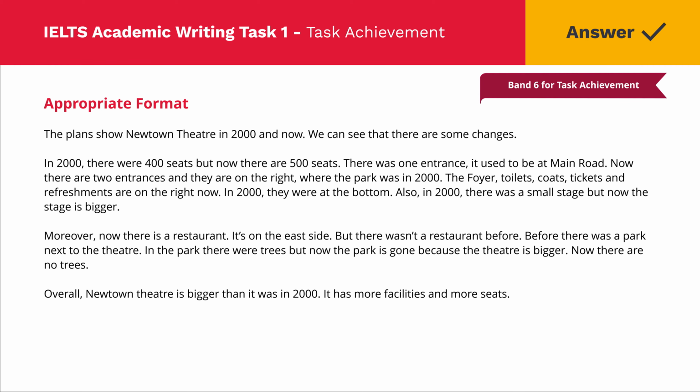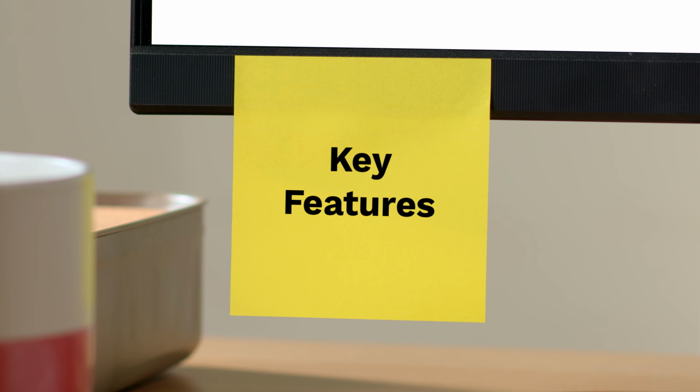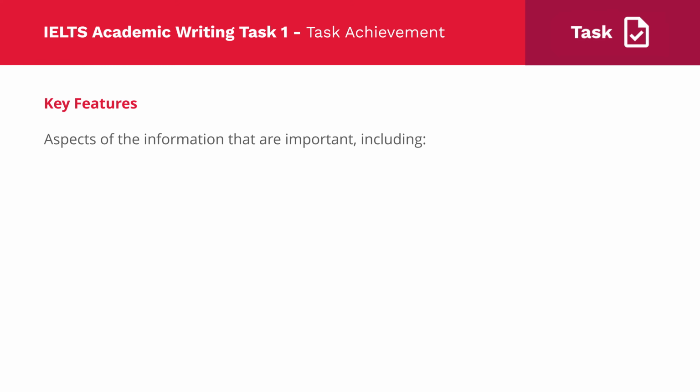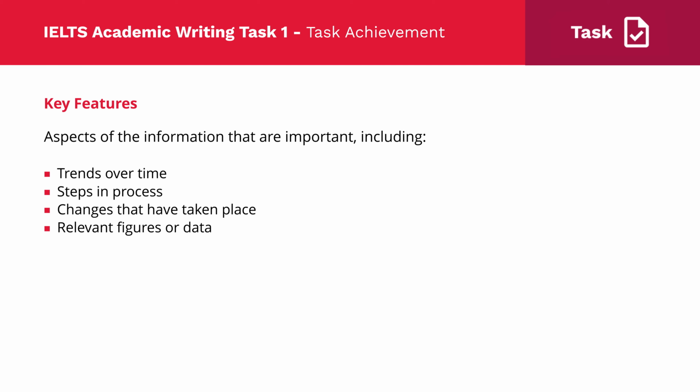To meet the requirements of the task, you'll need to identify the main features. These are also known as key features. Key features are aspects of the information that are important. They might be the trends over time in a chart, or the steps in a process, or they may be major changes that have taken place in plans or maps. In your description, you should also include any relevant figures or data or other supporting information. For example, the position of items on a map or in a plan. You may also make comparisons of these key features where appropriate.